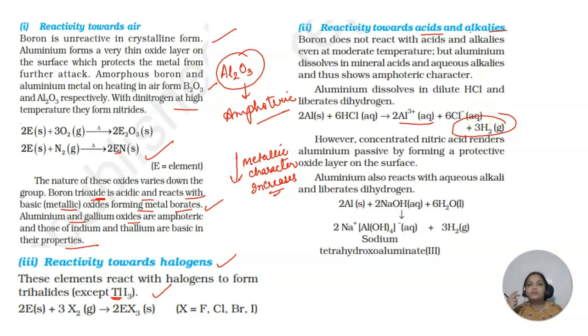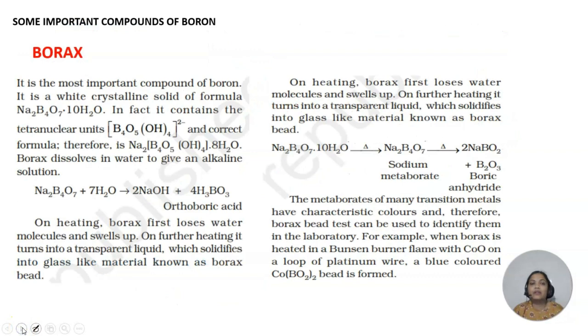But if I am reacting aluminium with nitric acid, it will not react because it will form a protective oxide layer on the surface of aluminium. And with alkali also, it will form sodium tetrahydroxoaluminate, which is a complex compound, and hydrogen gas will be evolved. So see, I told you, you have to remember these things. This is more of a remembering chapter.